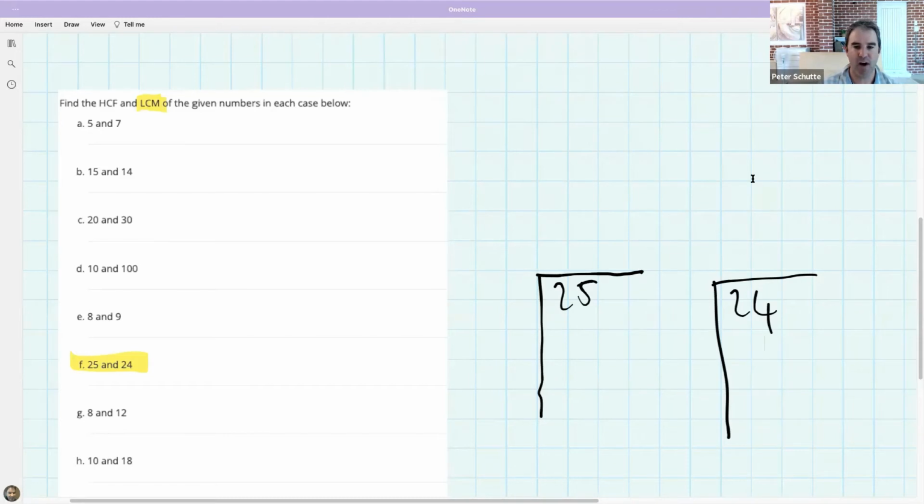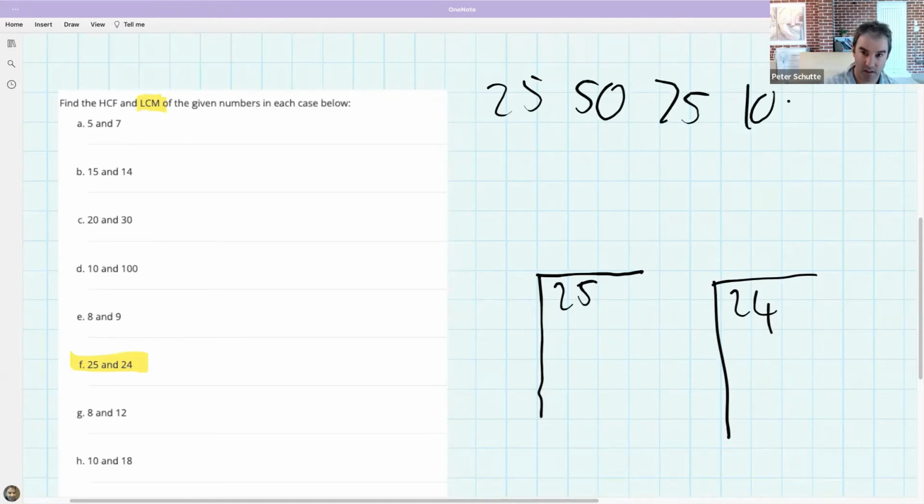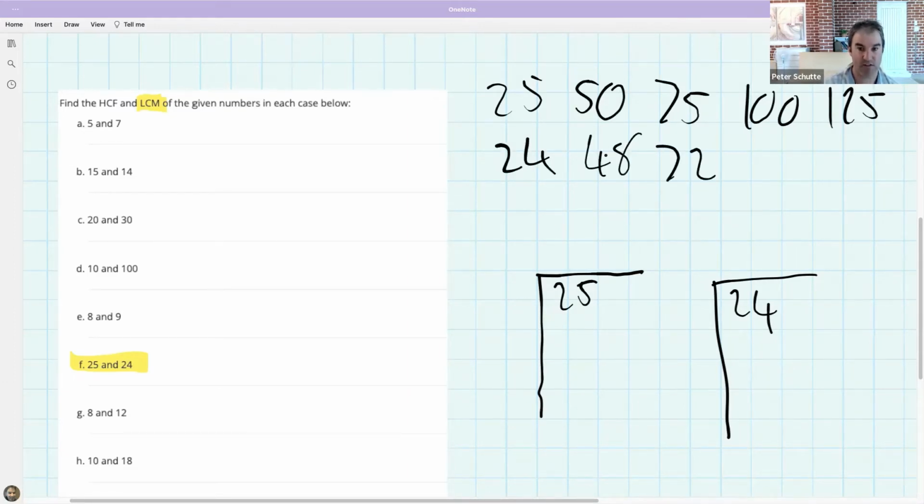What is the prime factorization of 25 and 24? And then I'm going to show you how we can find the lowest common multiple of 25 and 24, which if I had to do it the slow way, I would literally have to write out 25, 50, 75, 100, and we'd be here all day long. And then I'd start with 24, 48, 72. And oh my goodness, guys, we would be a long time.